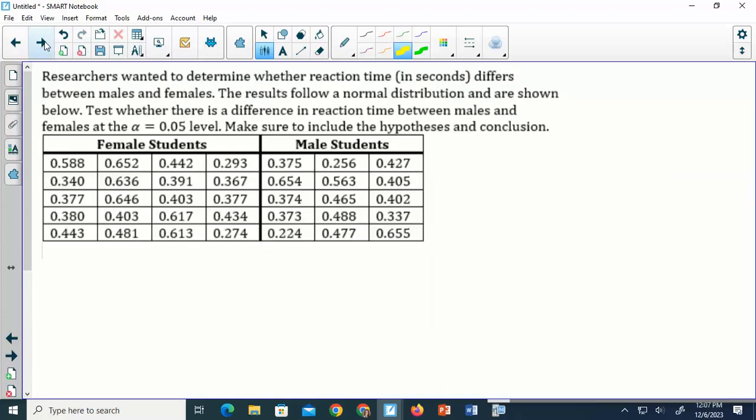Okay, last one, I think, isn't it? Yeah, it is. Okay, researchers wanted to determine whether reaction time in seconds differs between males and females. The results follow a normal distribution and are shown below. Test whether there is a difference in reaction time between males and females at the alpha level of 0.05. Make sure to include the hypotheses and conclusion. So the hypotheses.